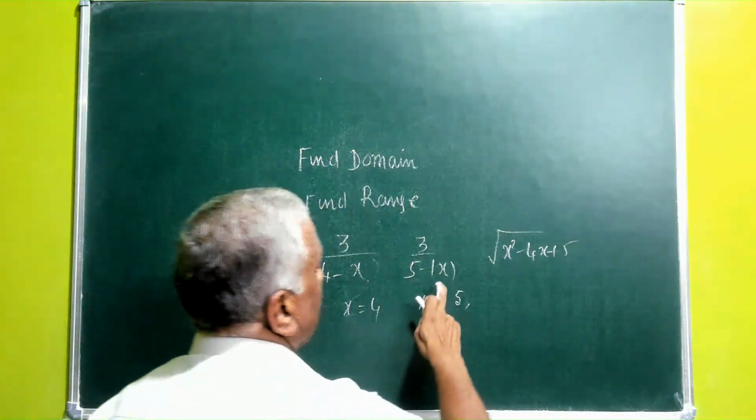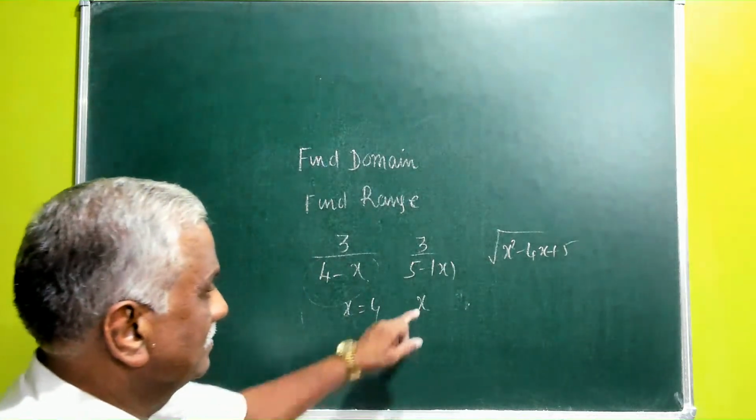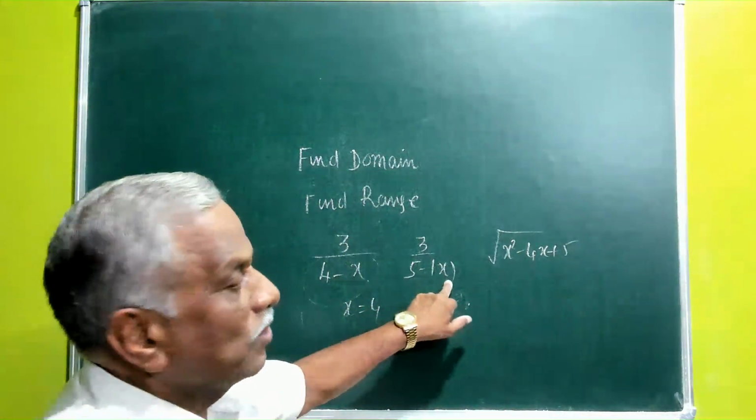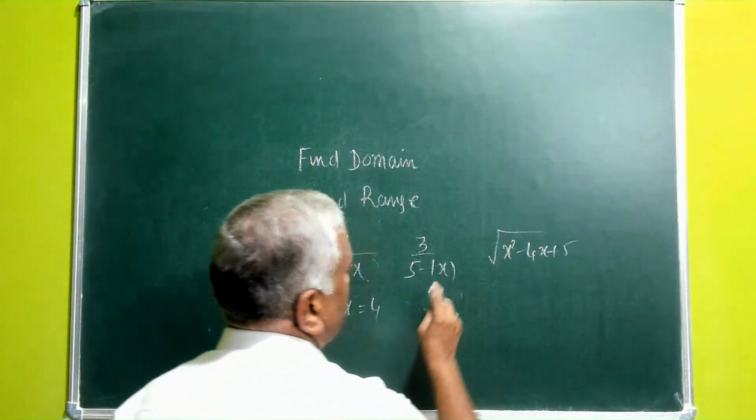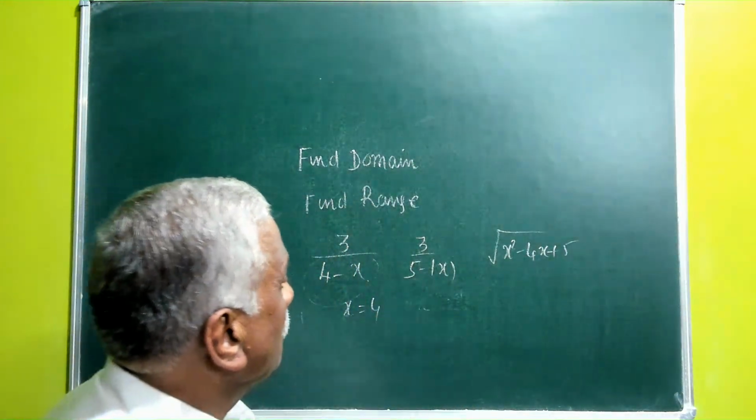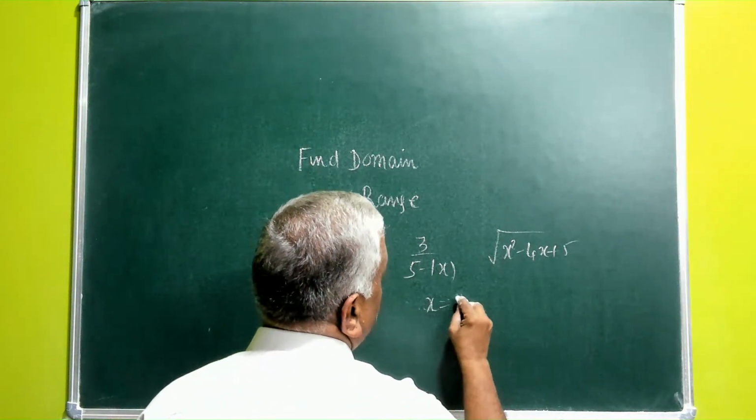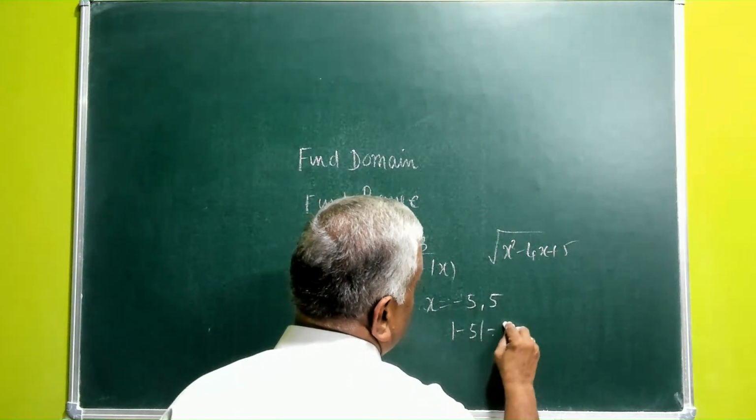We want this to be nonzero. So if x is greater than 6, it is minus 6 if you take 5 minus mod x. So this is what will happen. This will become 0 if x is equal to 5. So x should not be equal to either minus 5 or plus 5, because modulus of minus 5 is also plus 5.